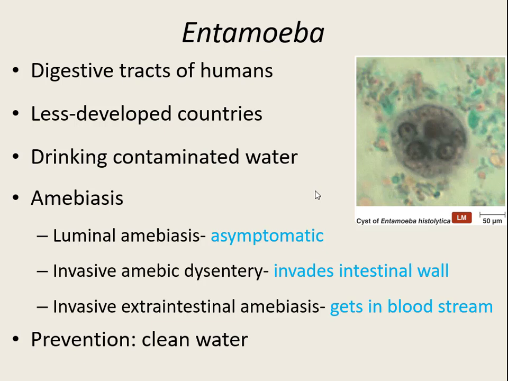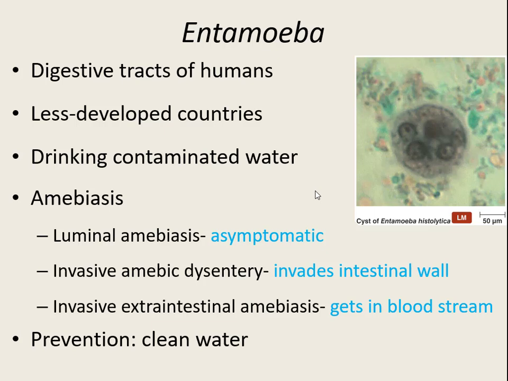If it gets even farther, if it gets into the bloodstream, now you have invasive extraintestinal amoebiasis. Extraintestinal, extra means outside, so this means it's now left the intestinal wall lining, travels in the bloodstream, and it can destroy tissue in the lungs, the spleen, kidneys, and brain. It can be fatal. That doesn't happen very often.